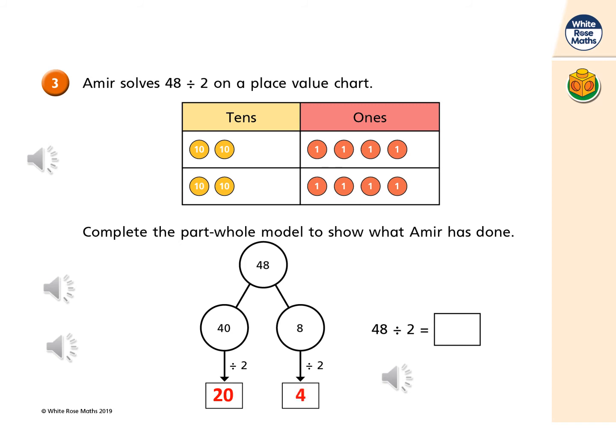We used the part whole model to partition 48 into 40 and 8, and then we divided the parts by 2. So now we're going to put it back together just like we did before and do 48 divided by 2. So 48 divided by 2 is 24.